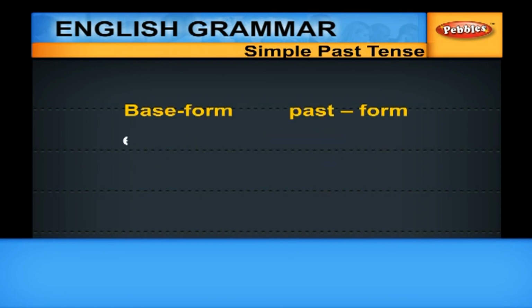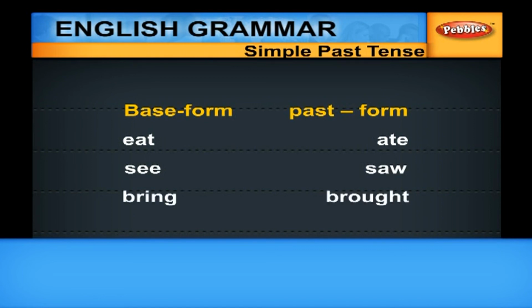Base form eat. What will be the past form? Ate. Base form see. Again, the past form is saw. Base form bring. Now the past form is brought. These are other kind of irregular verbs.